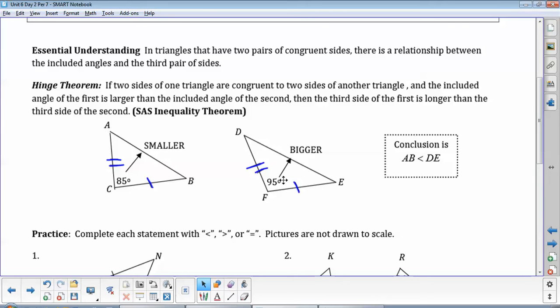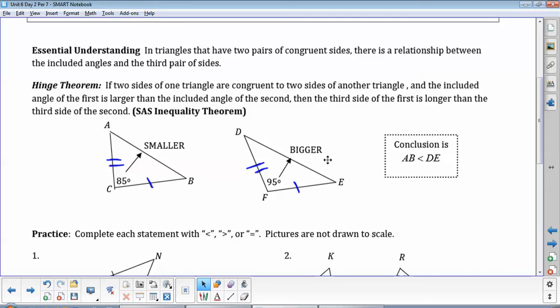So we know that the third side is not going to be the same because by side angle side congruence, we know if these two angles were the same, then the triangles would be congruent. The whole point is these two angles are not the same. And the side angle side inequality theorem basically says, if the angles in between are different sizes, then they're not congruent. And the smaller angle is going to be opposite the smaller side, and the bigger angle is going to be opposite the bigger side.